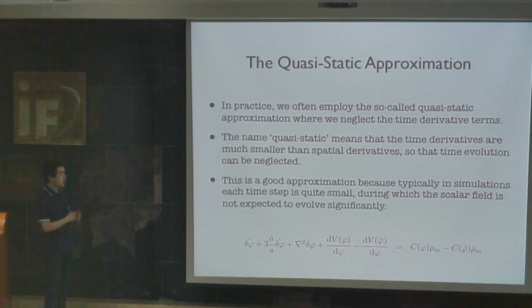The argument for using this quasi-static approximation is that in many scalar field models, the time evolution of the scalar field is not very fast. And if you consider a simulation, each time step is a very, very tiny fraction of the cosmic age. As a result, during this simulation time step, the time evolution of the scalar field is even smaller. So for that reason, the time derivative terms in this equation are generally much smaller than the spatial derivative terms, unless you look at very large scales, of course. And under that circumstance, you can neglect these terms, and you get this purple equation, which is an elliptical equation.